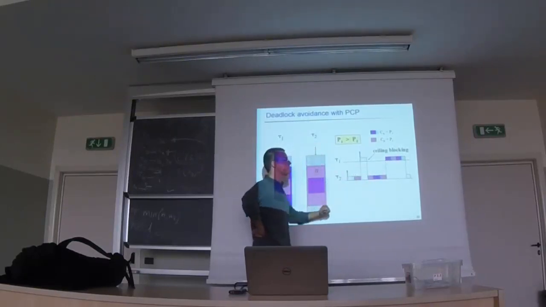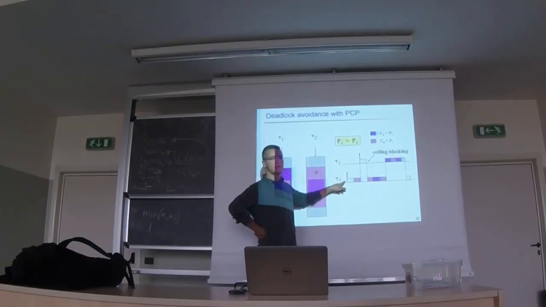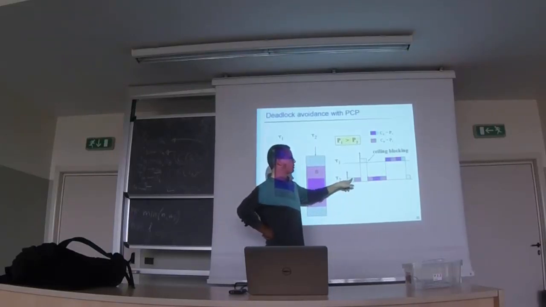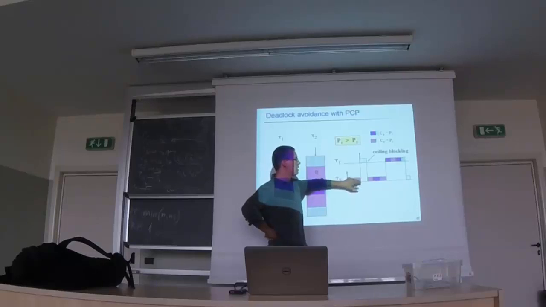Let me repeat. Tau2 arrives, executing some random code, locking B. Can I lock B? Yes. B is free, okay? My priority is here, no one else with high priority executes. Yes, I can lock B. Okay? Then I continue executing. My priority is still this one.